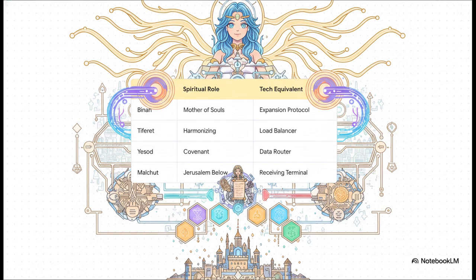Next is Yesod, representing the covenant. It is the high-speed data router that perfectly channels these newcomers into their exact tribal slots. And finally, Malkut. That is the final receiving terminal, which in mystical terms we know as Jerusalem below.